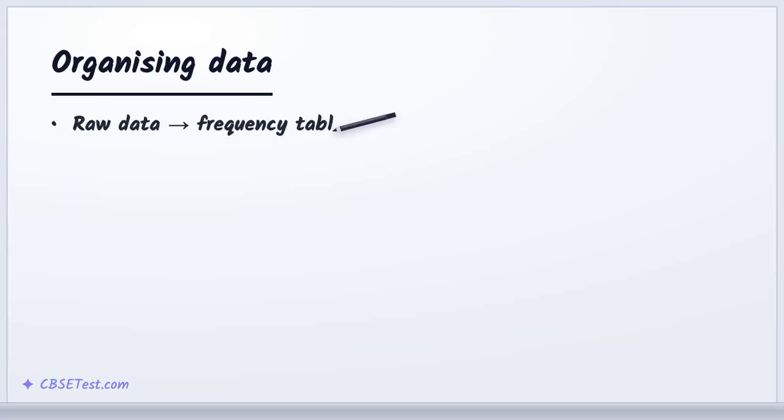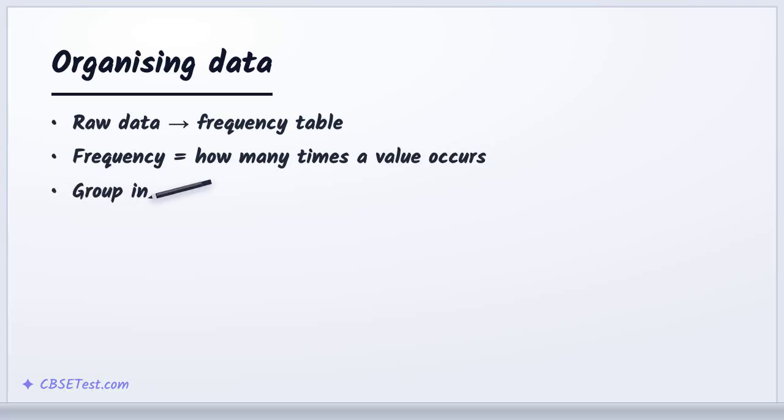Raw data is just a list of numbers. We organize it into a frequency table, where the frequency tells us how often each value appears. Large datasets are grouped into class intervals.